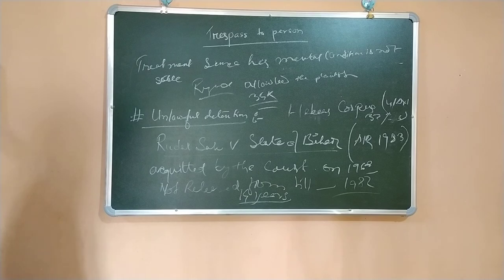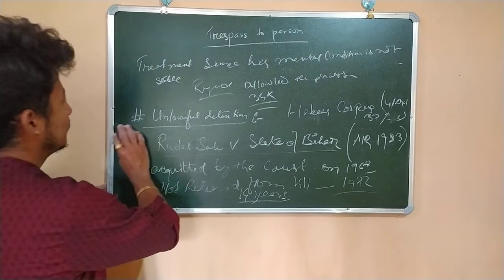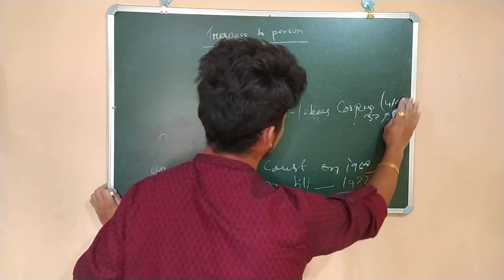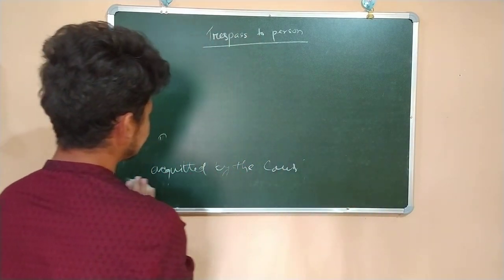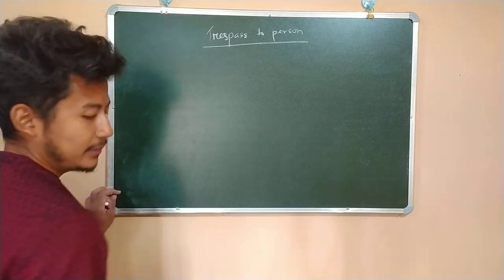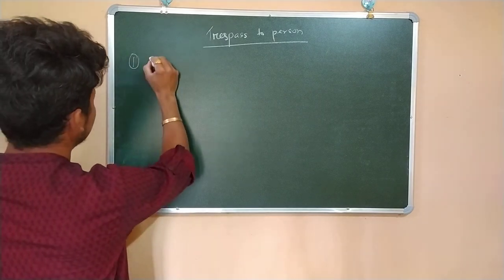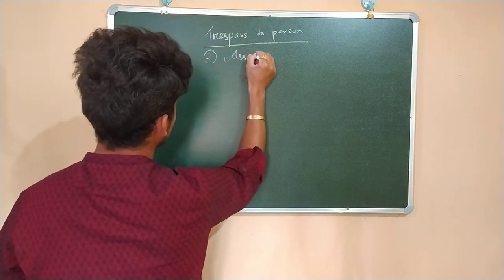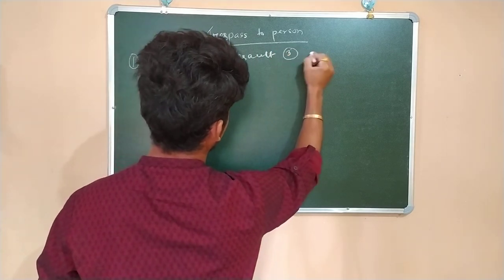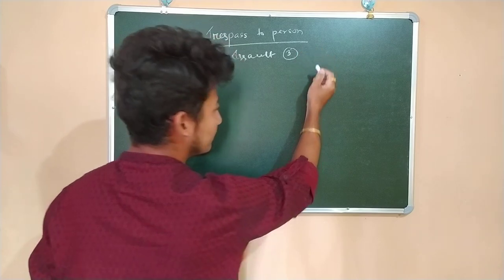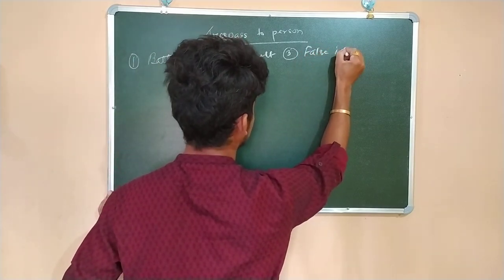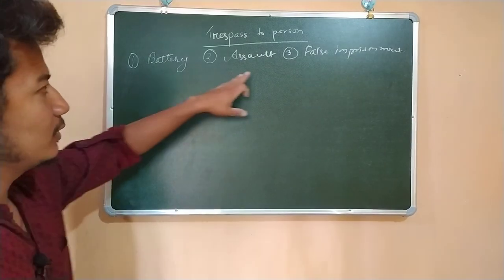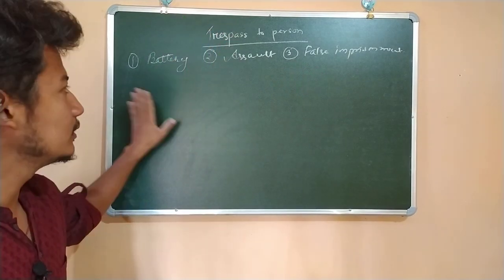I hope it is clear to you now what is wrongful restraint, unlawful restraint, means of escape, and all these things. It is one of the important topics under trespass to person, wrongful restraint. So today we have learned about, number one, battery; number two, assault; number three, false imprisonment. So battery, assault, and false imprisonment, these are the trespass to person.